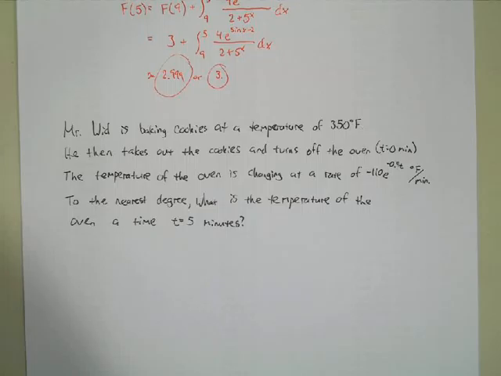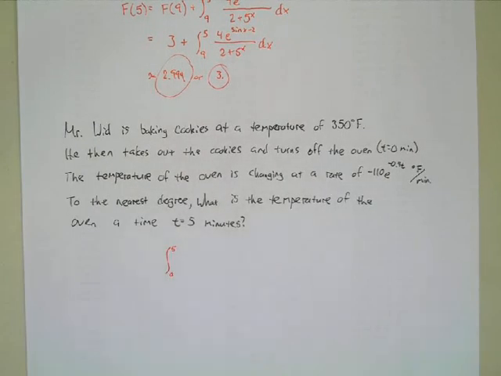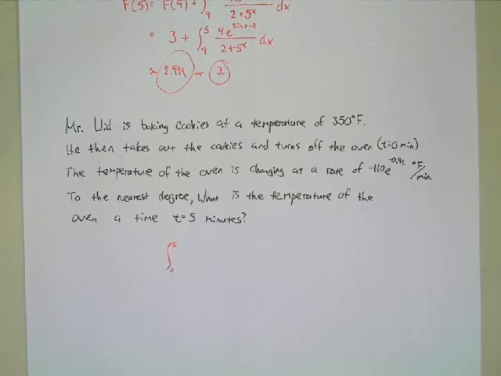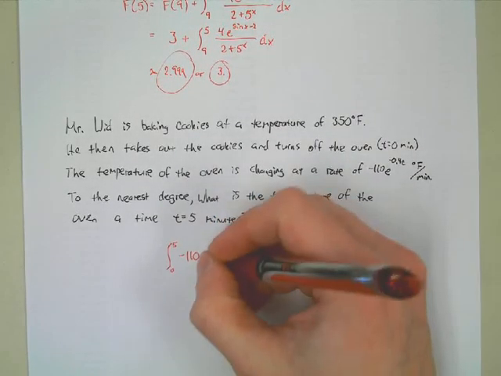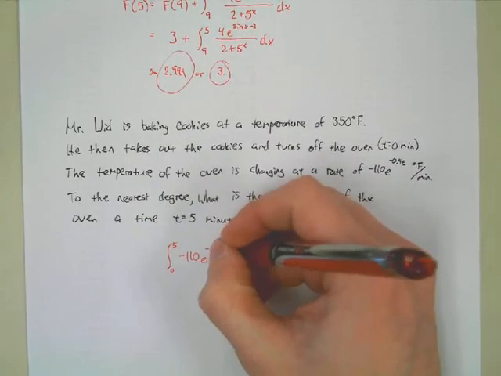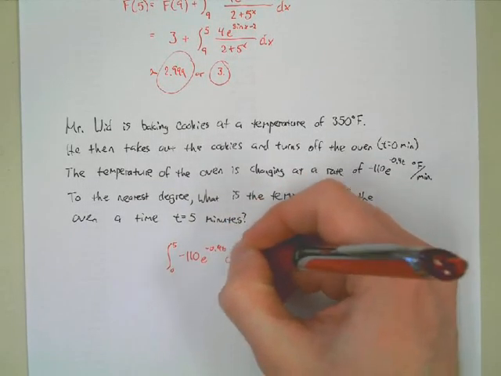Well, what are we going to be integrating here? What are we integrating from what to what? 0 to 5. We're starting at time t equals 0, when the oven starts cooling. We're integrating to 5 minutes. What's our integrand? The rate of change of the oven's temperature, right? Yeah. Okay, so negative 110 e to the negative 0.4 t dt. So we integrate that. Okay, question, Anna, yeah?